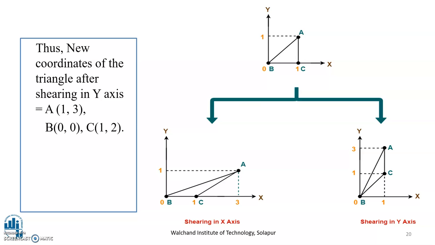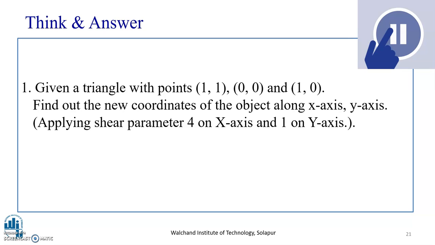Now, I request the students to pause the video for some time and solve the given problem. Here, a given triangle with points (1, 1), (0, 0) and (1, 0). Find out the new coordinates of the object along the x and y axis, applying shear parameter 4 on the x axis and 1 on the y axis. So I request dear students, you pause the video over here for some time and solve the given problem using the matrix equations that we have learned.